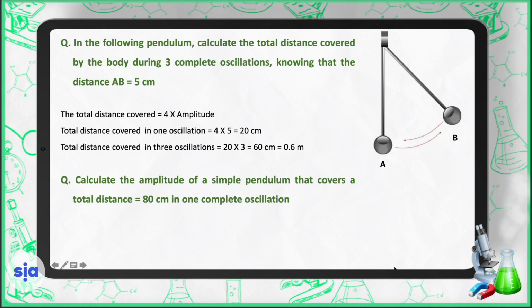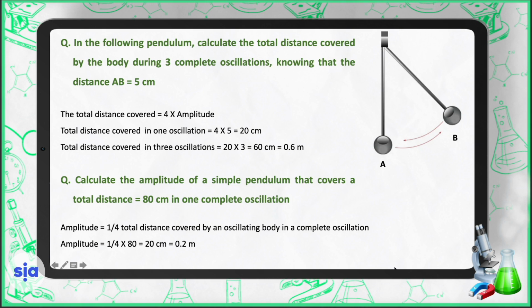Now calculate the amplitude of a simple pendulum that covers a total distance which is equal to 80 centimeters in one complete oscillation. We know that the amplitude is equal to 1/4 of the total distance covered by the body in one complete oscillation. So the amplitude equals 1/4 times 80 equals 20 centimeters, which is equal to 0.2 meter.